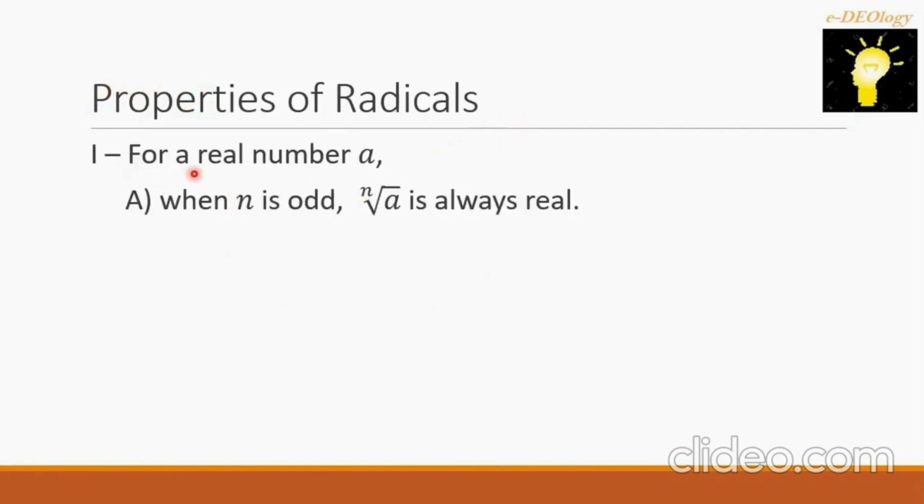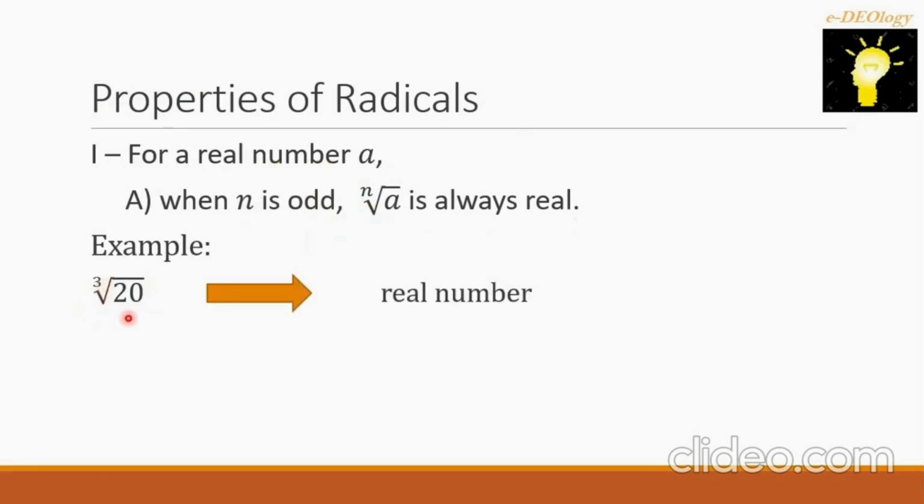First one is, for a real number a, when n is odd, the radical nth root of a is always a real number. Take note, the n there is the index. Let's have example. Cube root of 20. So the number 20, our radicand, is a real number. Our index is an odd number, it is 3. So this cube root of 20 is a real number.